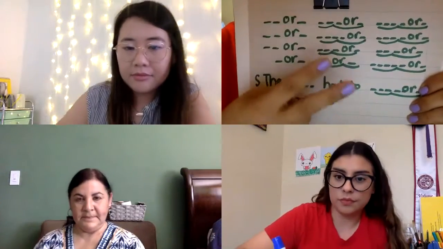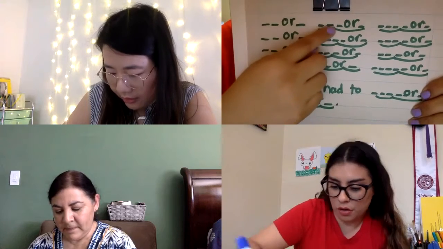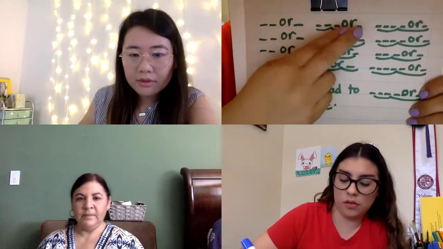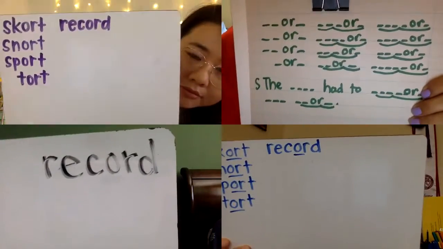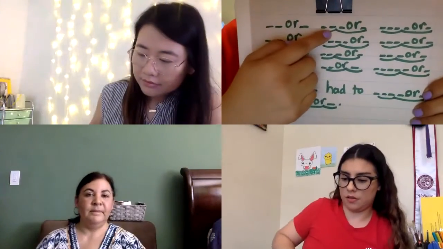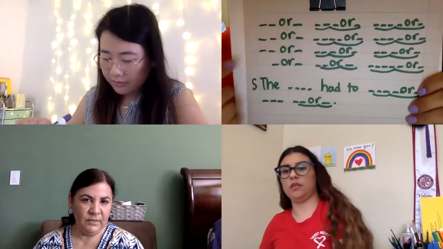Be careful. Two syllable count. The word is record. What's the word? Record. R-E-C-O-R-D. Record, show me. Beautiful job. And remembering that there's two different ways of spelling that sound, and C is the correct one here.